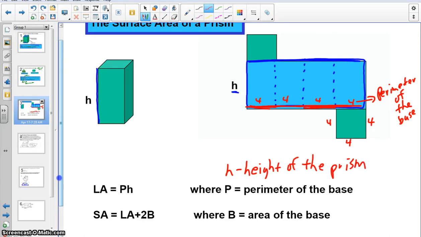And surface area, we will always identify that in terms of lateral area. So surface area of a prism, we would take the lateral area, and we know there's two bases, so we would add 2 times the area of the base. So again, B stands for area of the base. So please add those to your formula sheet.